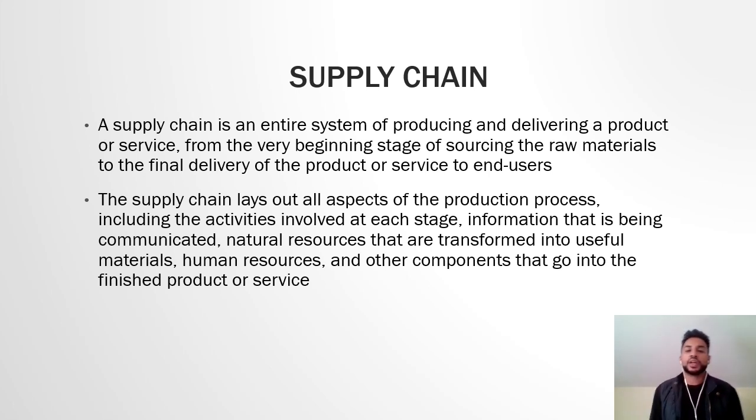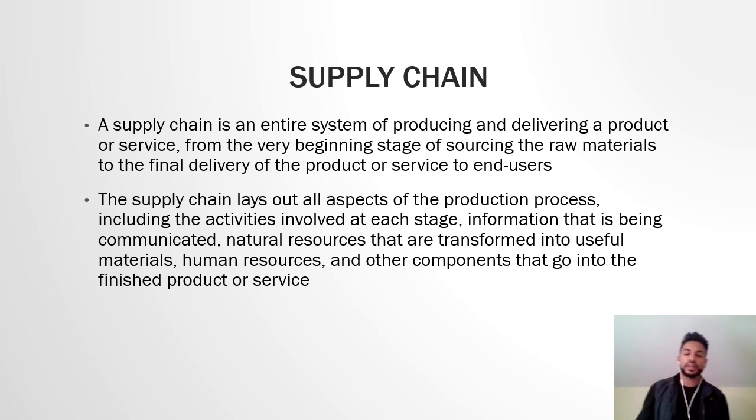It lays out all aspects of production processes, including activities involved at each stage. So it basically tells you all the basic details of each process in creating a product. Activities include, at each stage, information that is being communicated, natural resources that are transformed into useful materials, the human resources, like all the people who are involved, and other components that go into the finished product or service.